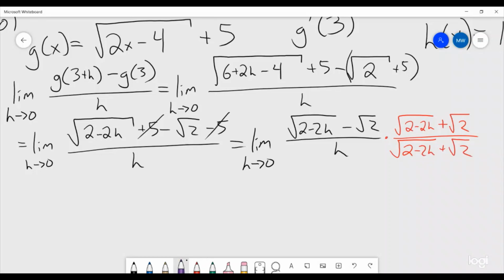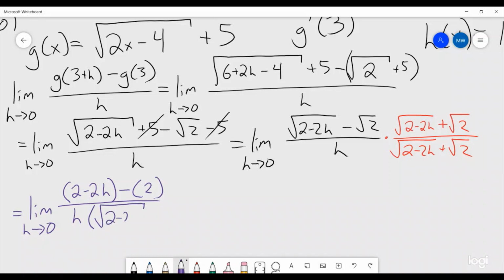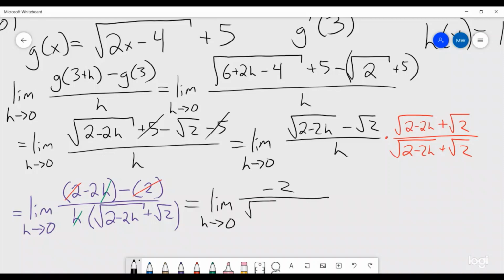And this will turn into the limit as h goes to 0 of 2 minus 2h minus 2, all over h times the square root of 2 minus 2h plus the square root of 2. Well, 2 minus 2h minus 2, this 2 and this 2 can cancel. Then we have only an h on the top and bottom, so we can cancel the h's, and we are left with the limit as h goes to 0 of negative 2 over the square root of 2 minus 2h plus the square root of 2.